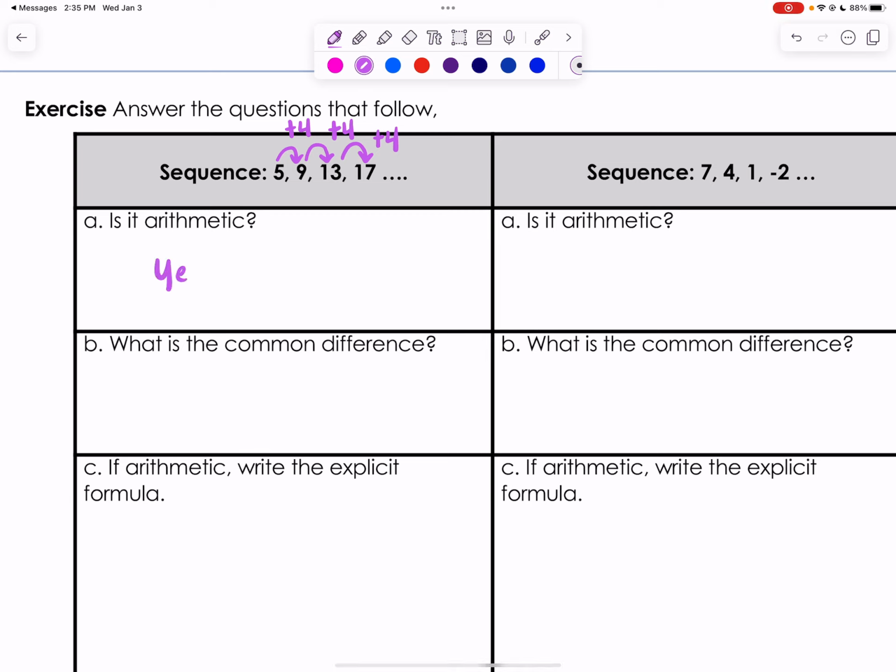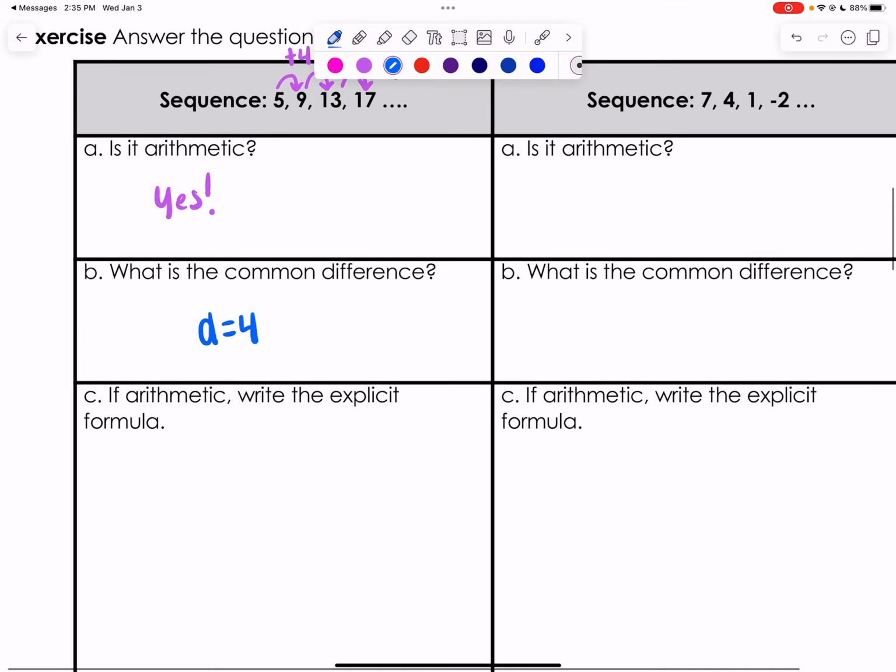So yes, it's arithmetic. And now I need to ask myself what the common difference is. Well, the common difference is the number that you're going up or down by every single time. So if I look, I'm going up by a 4 each time. So I can say my common difference is 4.